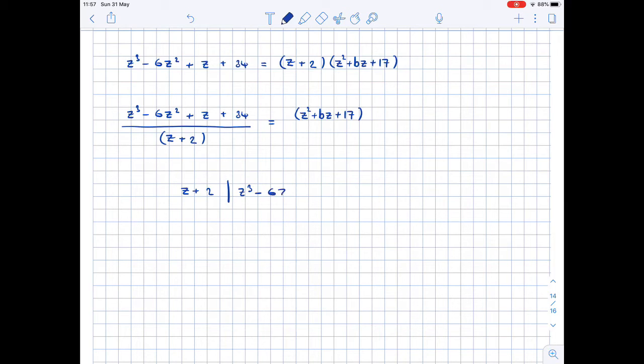Filling our values in, so we're going to divide z cubed minus 6z squared plus z plus 34 by z plus 2. Well, we need to multiply by z squared first of all. So z squared plus 2z squared, and then subtracting through gives us minus 8z squared. Next, we need to get rid of that 8z squared, so we'll multiply by minus 8z, which then gives us minus 8z squared minus 16z. Now, remember, of course, to bring that z down.